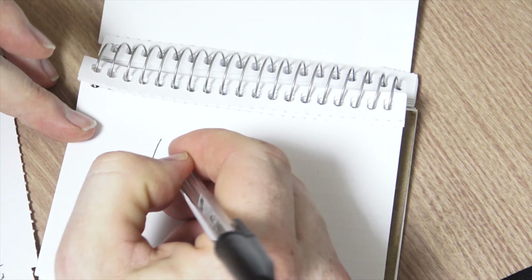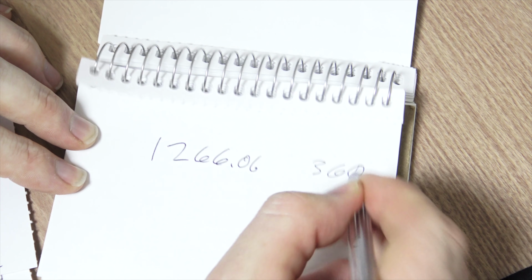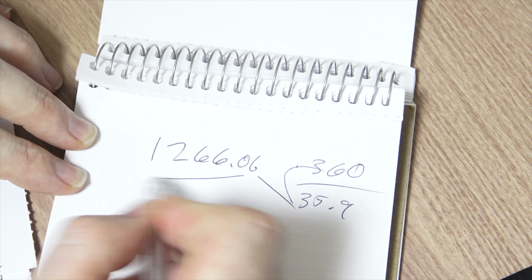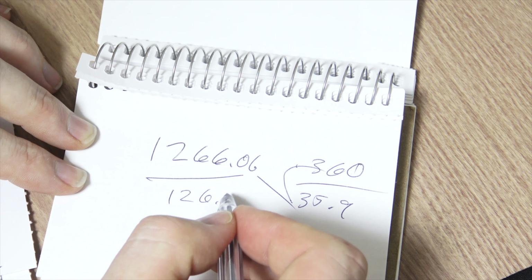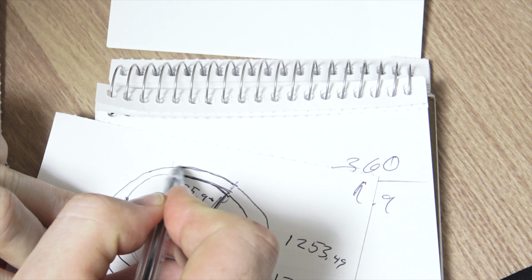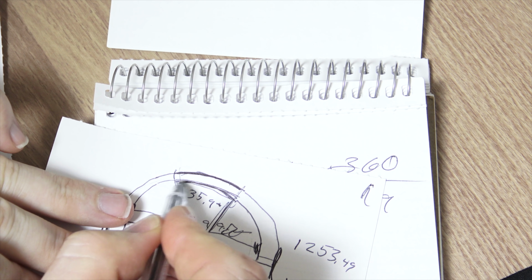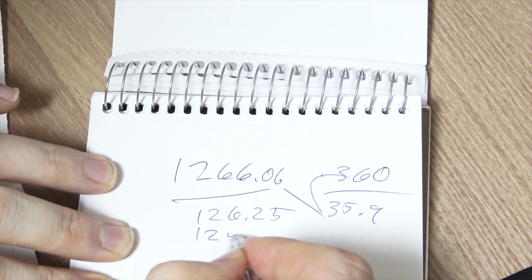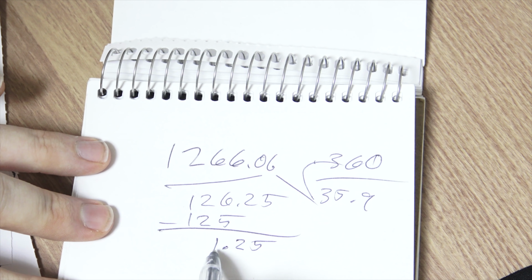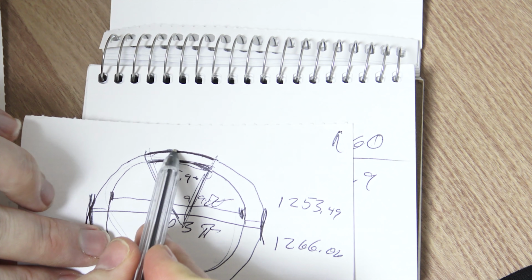And then we've got the 1,266.06 to 360, 35.9, you cross multiply, then divide, and that gives you 126.25. So this is the outer length, 126.25, so we cut the piece of metal that length, and the inner length is 125. You minus those out, and you get 1.25. Now, 1.25 inches, that is the difference between this piece and this piece.